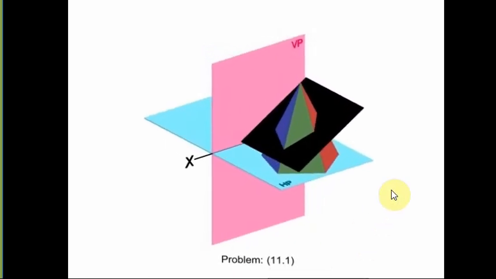Okay, this is the transition. The observer is here, not where we are seeing right now. For that observer, HP will be a line, and this edge will also be a line, inclined to HP.